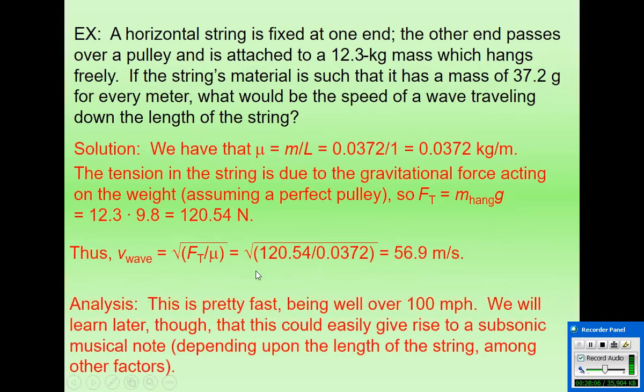Is that fast? Well, it's over 100 miles per hour, but that's actually not terribly bad. It's not a terribly unusual situation for a stretched string, especially a metal string.